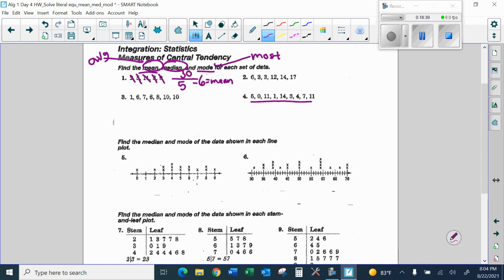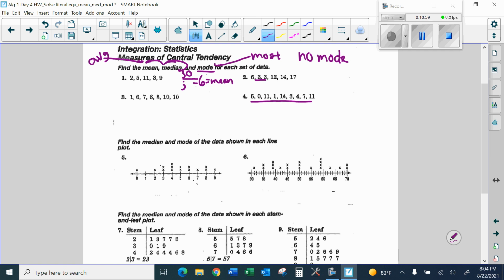Mode is the most frequent. Okay, so is there a number in this set that occurs more than any other? No. So there is no mode here. So for mode, you'd say no mode. Okay. If we looked in here, we can see 3 occurs twice there. So for number 2, the mode is 3.